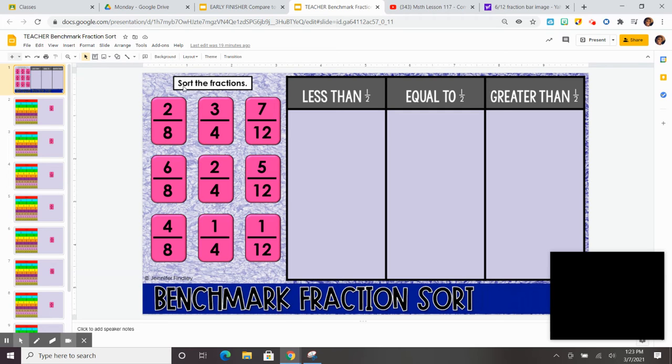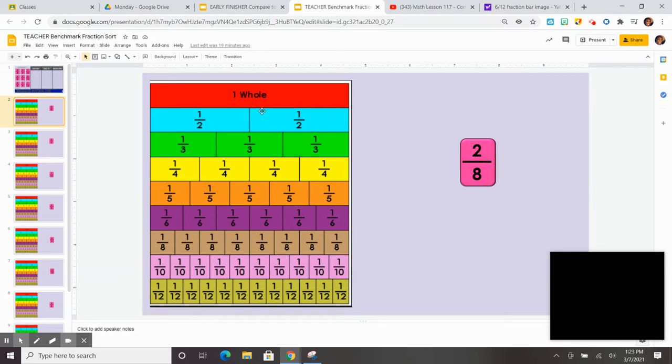And our directions read, sort the fractions. You have 2/8, 3/4, 7/12, 6/8, 2/4, 5/12, 4/8, 1/4, and 1/12. So each one of these I'm going to go through and we are going to determine whether or not they are less than, equal to, or greater than one half. All right, so first of all, we have to figure out where one half is.